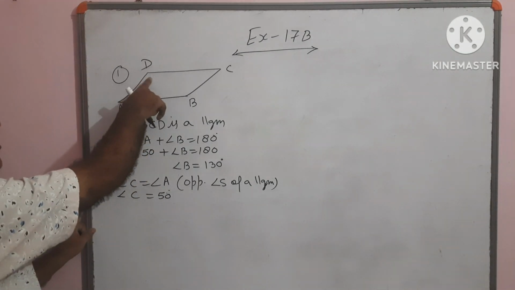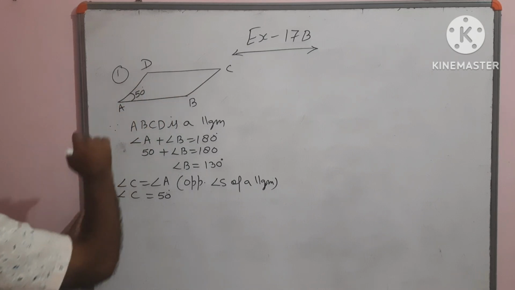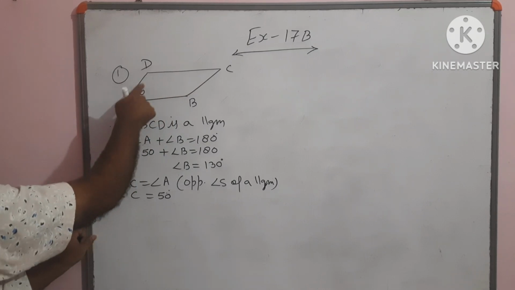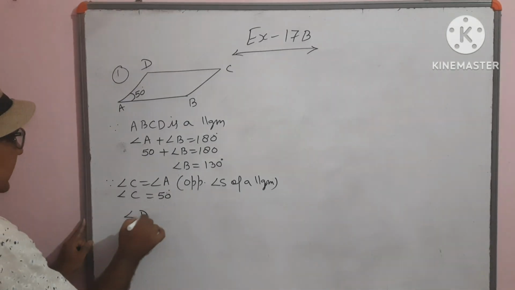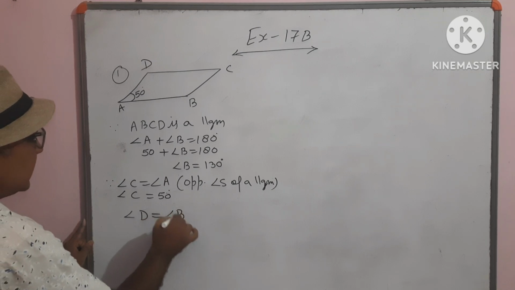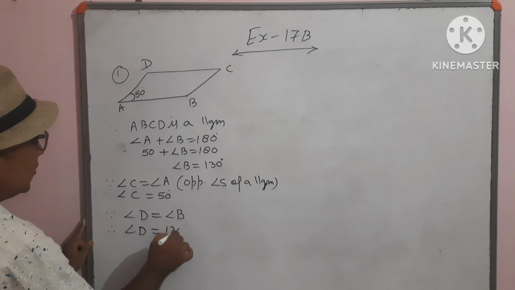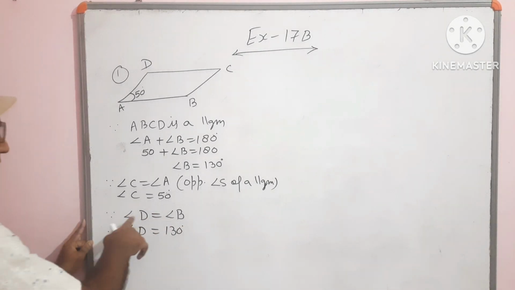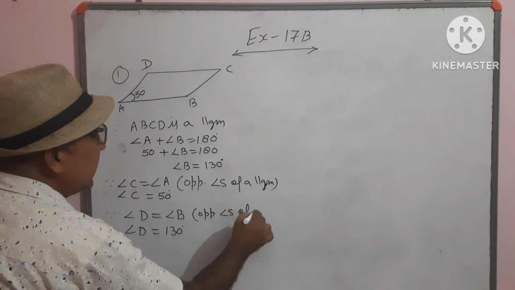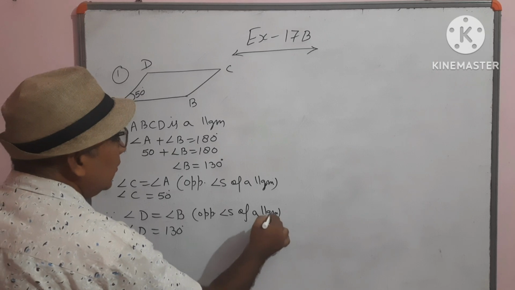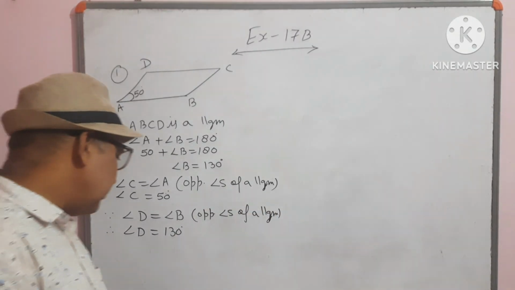Now we have to find the last angle, that is angle D. We are watching that D and B are also opposite angles. Otherwise D and A are supplementary angles. Any one you can use. So it will be easy for us. Angle D is equal to angle B. Therefore angle D is also equal to 130 degrees. And why are angle D and B equal? Because of opposite angles of a parallelogram. So this is your first question. Now see the second question.